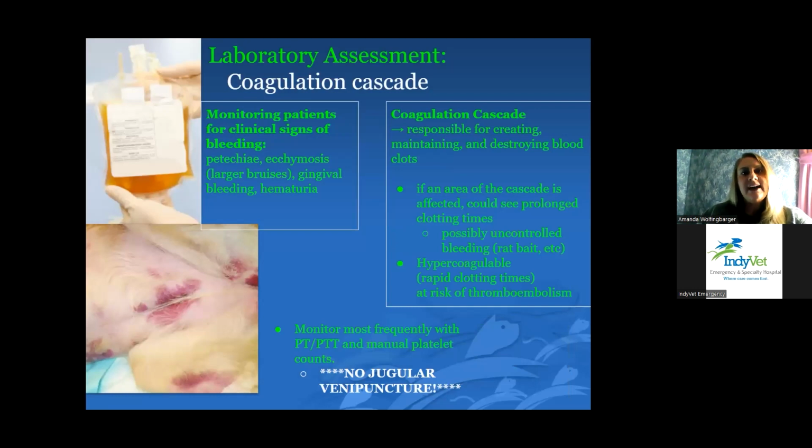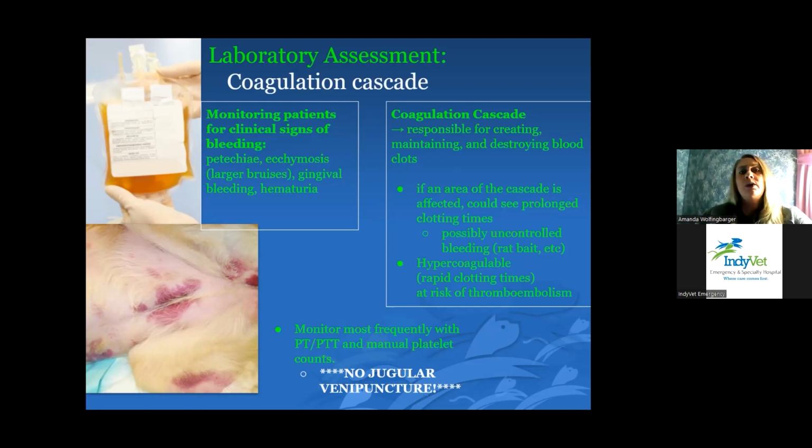And then the coagulation cascade, which I could also do an entirely different singular presentation on. Super interesting, but just for the scope of this lecture, it's the cascade responsible for creating, maintaining, and destroying blood clots. If any area of the cascade is affected, we could see prolonged or short clotting times. If they're prolonged, a lot of times, like in our rat bait kids, we can see uncontrollable bleeding. And if they have rapid or short clotting times, they could be hypercoagulable, so at risk of thromboembolism, PTE, aka throwing a clot.